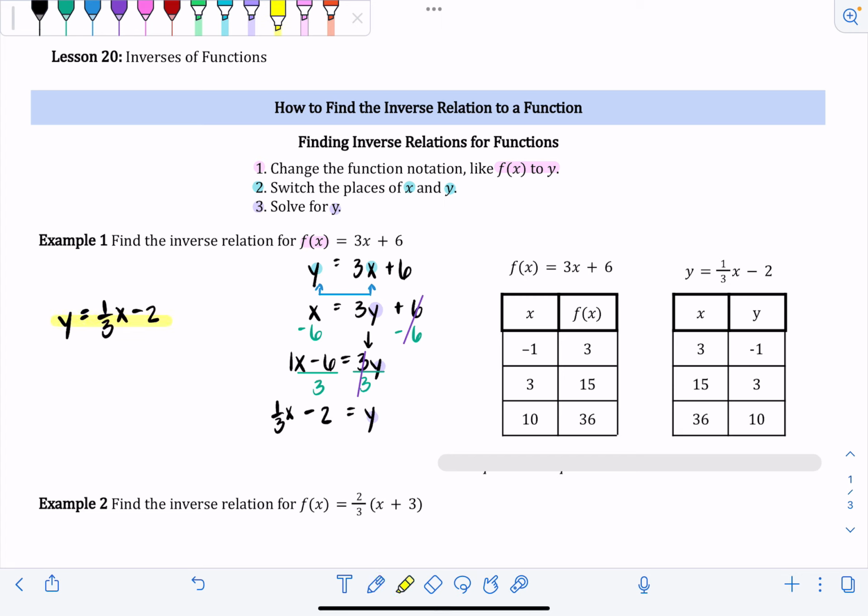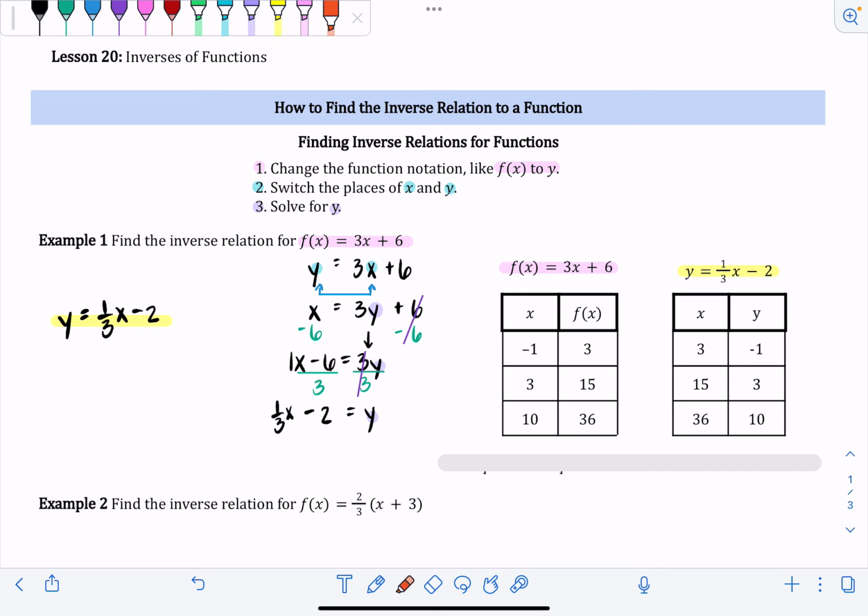And then over on the right of the page, there's an input-output table for both the original function, f of x equals 3x plus 6. That's the input-output table for that function. And then there's also the input-output table for the inverse that we just found, y equals 1/3 x minus 2. We want to notice a relationship between the 2 tables.